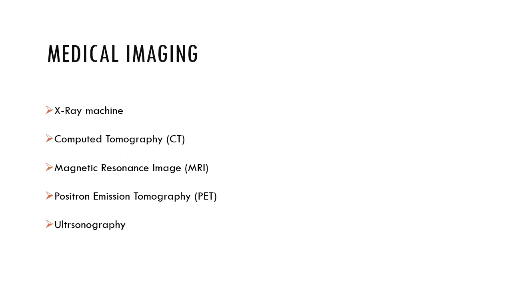So we're going to wrap up this PowerPoint presentation by talking about different forms of medical imaging. Probably the most well-known is the X-ray machine, where we bombard part of the human body with X-rays. They pass through and hit film, and they develop an image that way. So it's been around since the late 1800s, early 20th century.